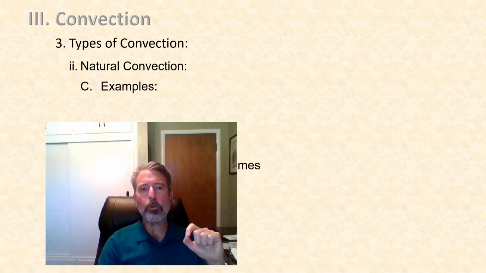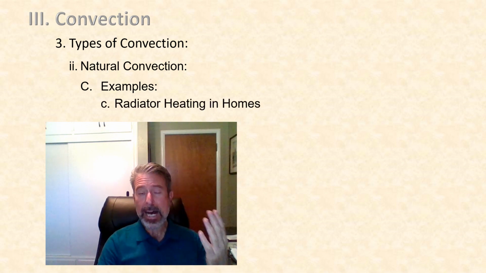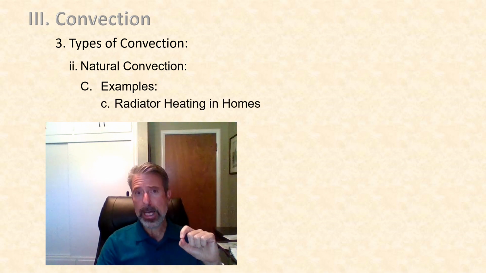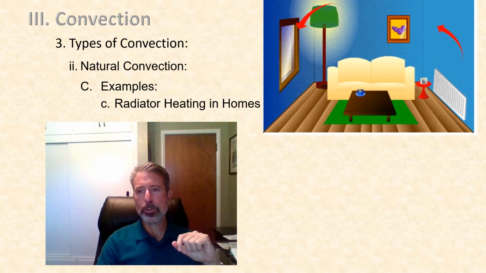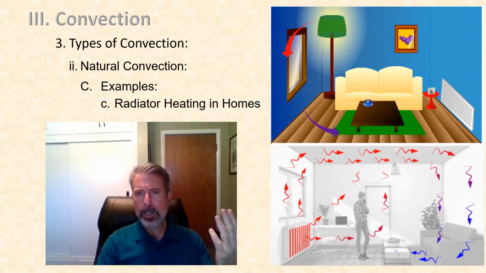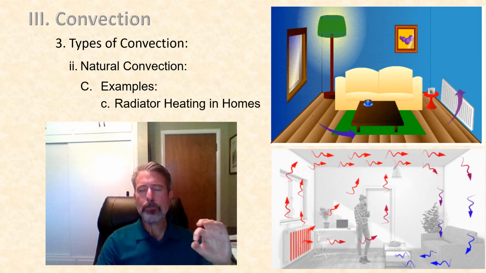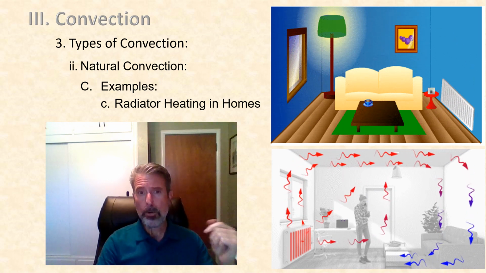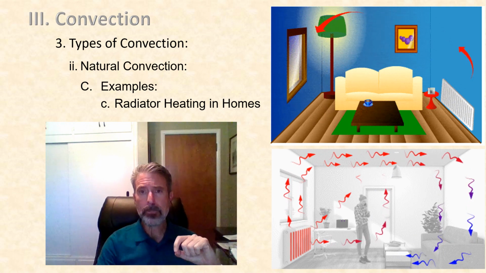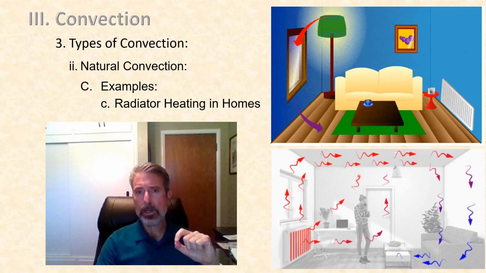So another example we'll look at involving natural convection is that of radiant heating in homes. Let's take a look at a couple simulations here. Did you ever wonder why the radiator is placed near the floor rather than the ceiling? Well, think about how this process works.